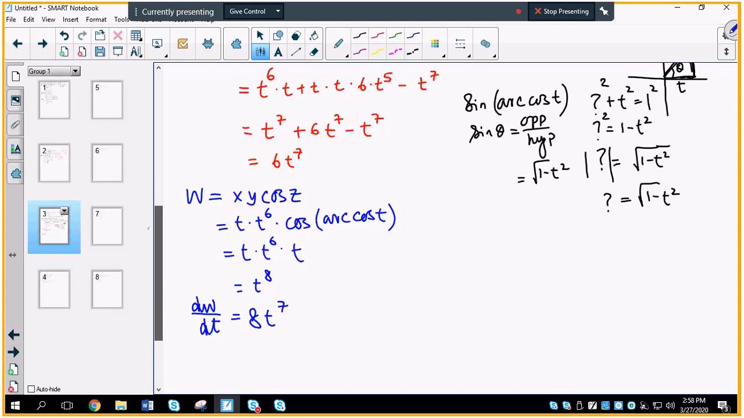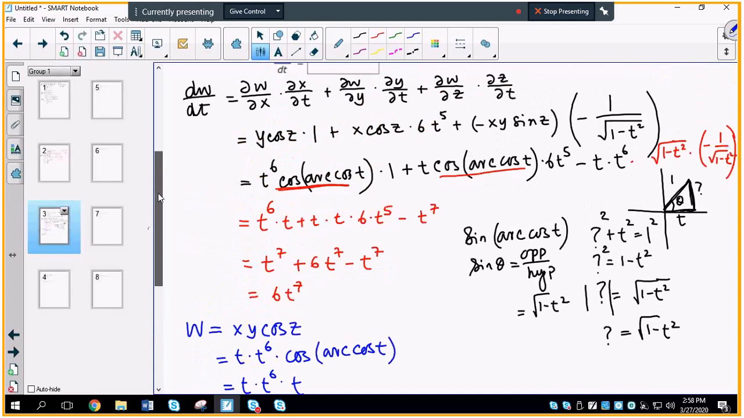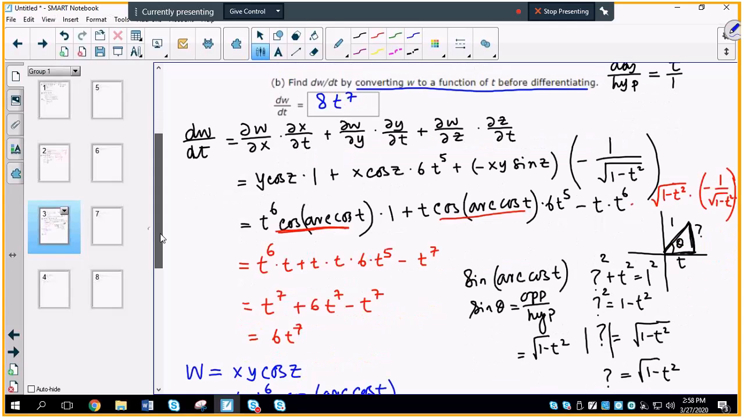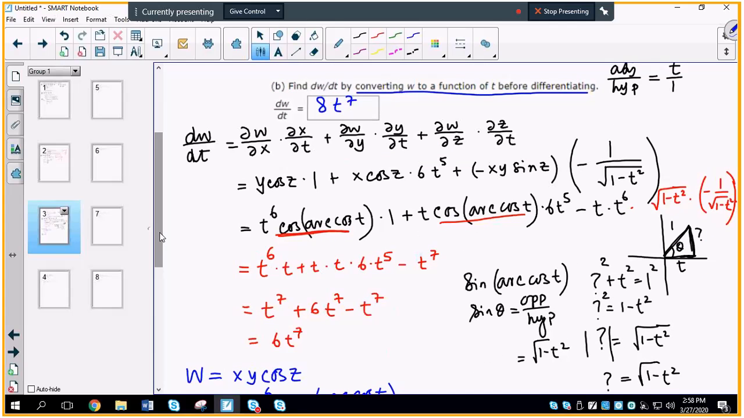So I already made a mistake and I can find it. First and foremost, dw dt is 8 t to the power 7. That part is right, but then I forgot one other thing on the last part. If you remember, when I found t to the power 6 times t and the rest of it, t times 6 times t to the power 5, that is good.